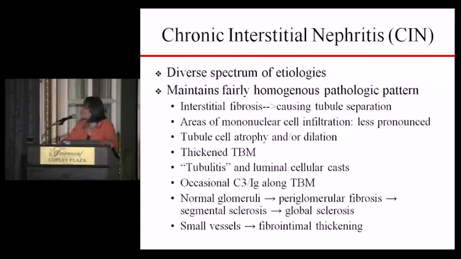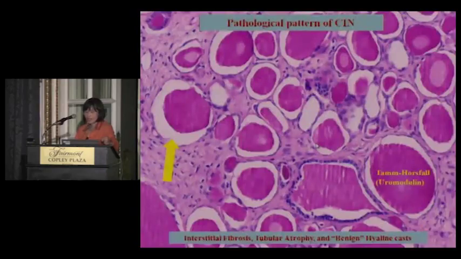All right, let's move on to talk about chronic interstitial nephritis, CIN. CIN has a much more diverse spectrum of etiology. I'll go over it later. However, its pathological pattern tends to be fairly homogeneous, meaning there's interstitial fibrosis, a much lesser degree of interstitial infiltrate, and you commonly see tubular cell atrophy or dilatation. Those are very common patterns. Again, this is just a reminder. This is a typical pattern of CIN.